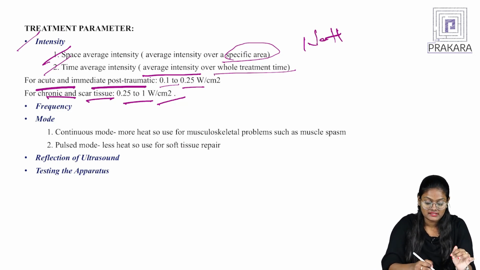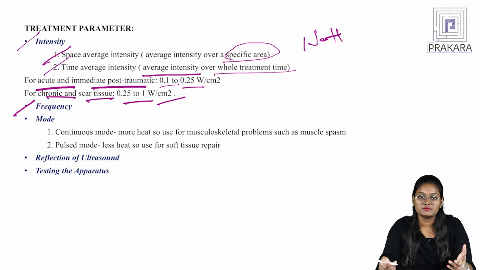Next, we have the frequency. Frequency we have already discussed. In ultrasound, we have two frequencies: 1 megahertz and 3 megahertz. Depending upon the depth of penetration or the area that you want to treat, you will go for 1 megahertz or 3 megahertz. If you are treating deeper areas, you will go for 1 megahertz. And if you are treating superficial areas, you will go for 3 megahertz.